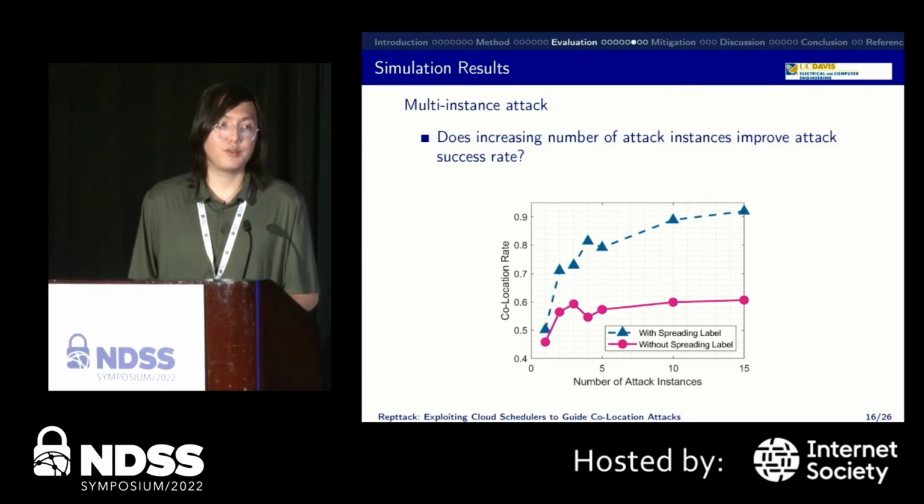But if we enforce a more carefully designed strategy, we introduce a new label called the spreading label, which basically tells the scheduler not to schedule my applications on the same node. In this way, the attackers are able to spread their attack instances, and we can see that by using this strategy, the collocation rate can reach more than 90%. And with only 5 attack instances, the collocation rate can reach 80%.